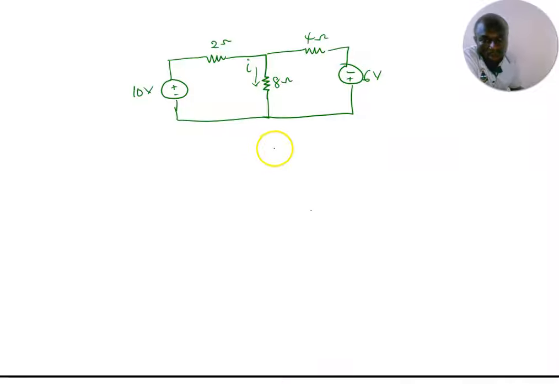Okay, so I can apply superposition here. I can apply, let's say, nodal analysis. First of all, there's no need for me to apply nodal analysis. Let me straight away move on to superposition. If you want to understand nodal analysis, please visit my video. If I apply nodal analysis here, it's going to make the video so long. So use nodal analysis to confirm the answer that I'll get here. So let's move on.